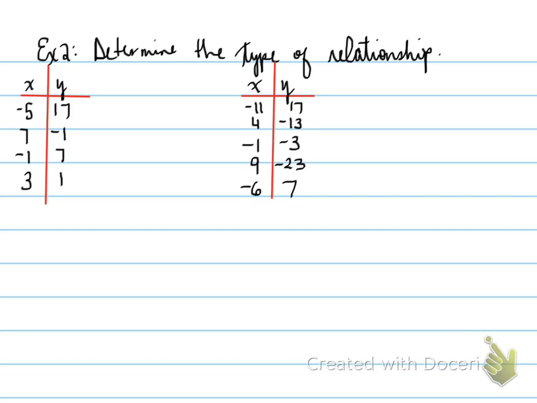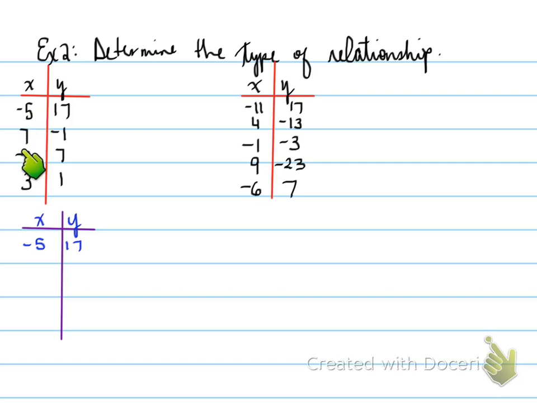Now, looking at these two tables, let's see what we need to do. The very first thing you have to ask yourself is, are these numbers in order? No, they're not. The x's must be in order before you can do anything else. So we need to put them in order. Now, the lowest x here is -5. With -5 becomes the number 17. So negative 5, 17.